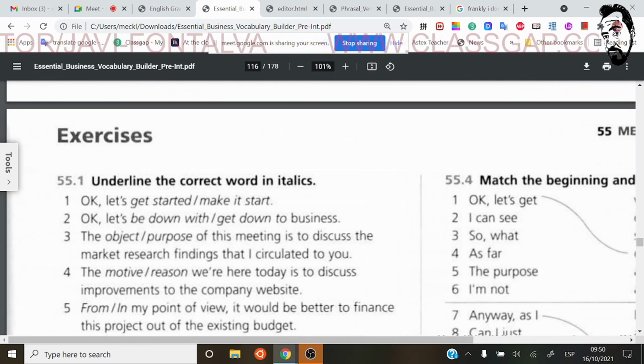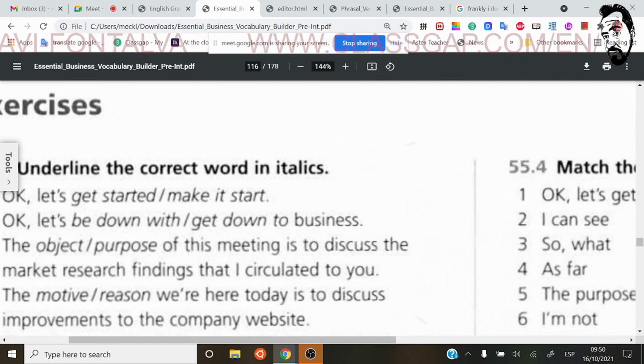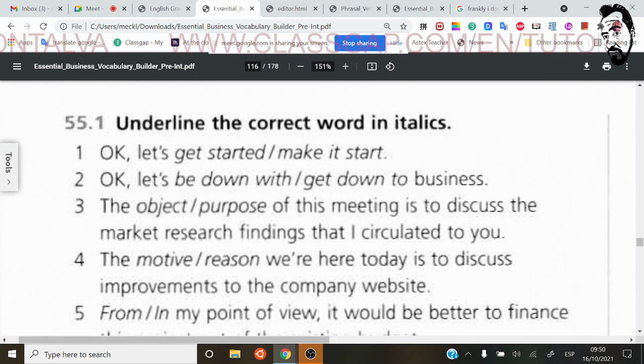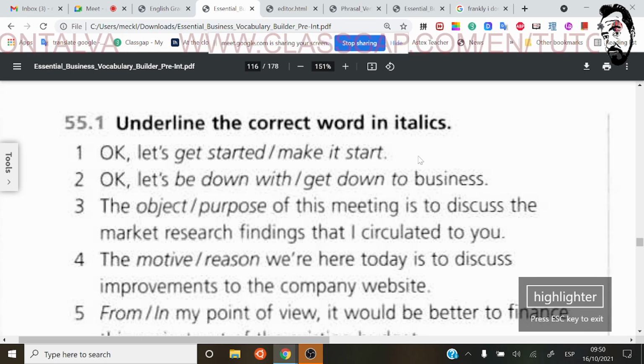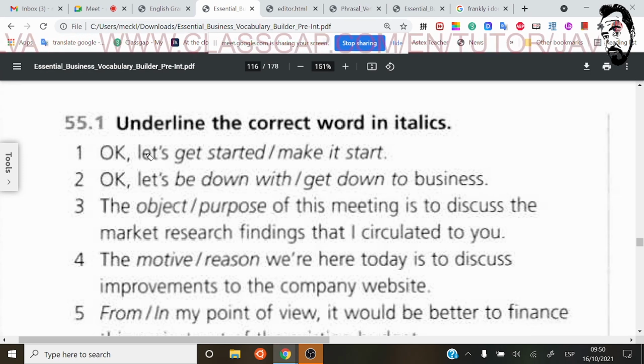Okay, let's get started. We're gonna review this. So here we have expression, and you have to tell me what's the right way. What is the correct word? So, ¿cómo decimos? Let's get started or let's make it start. ¿Cómo se dice? Okay, let's get started. Exactly. Let's get started.